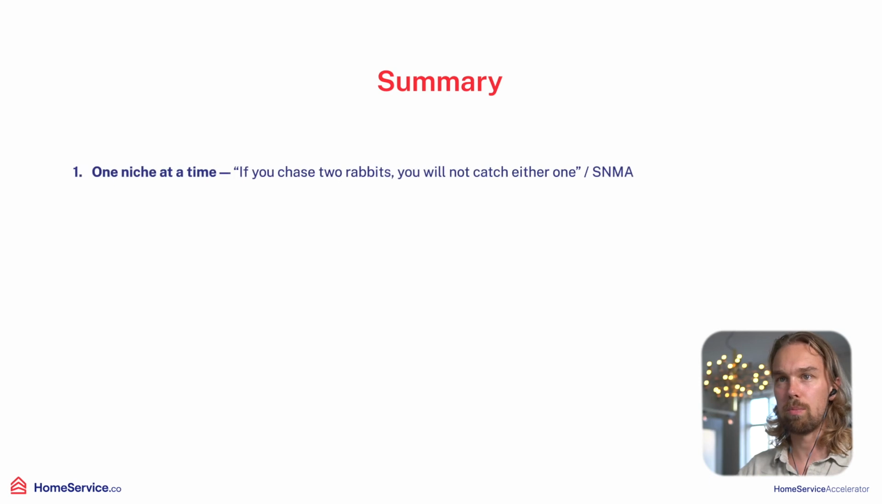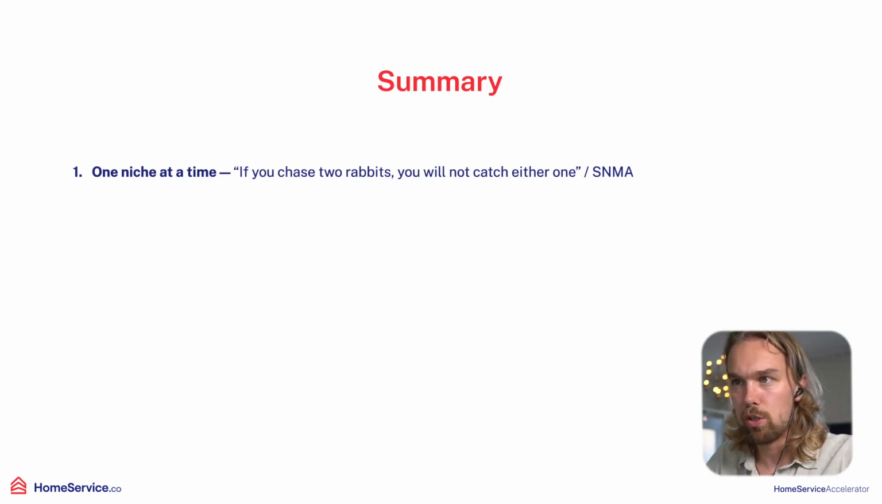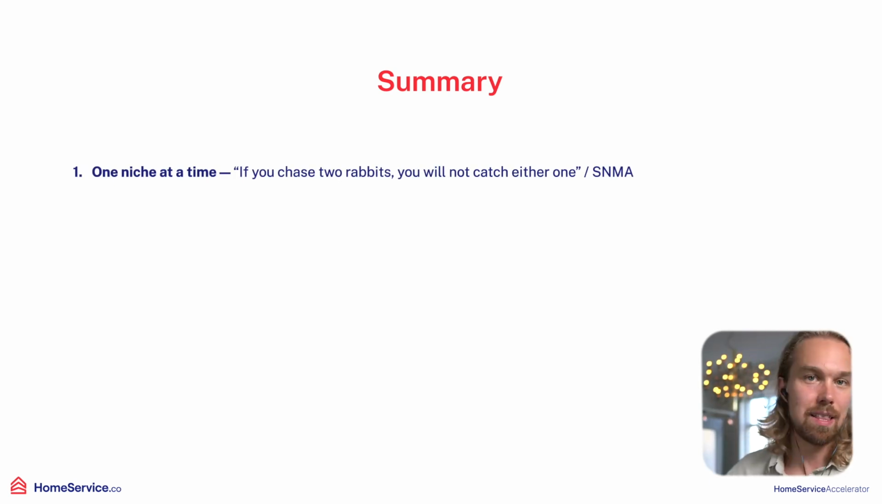And so let's do the summary now. So one niche at a time. If you chase 2 rabbits, you will catch neither. You won't catch either one, right? So this is the whole point with an SMMA, a super niche marketing agency, that if you're a complete beginner and starting from scratch, make sure that you decide upon one niche first. Don't try to help everybody with everything. Go for one niche with one service and stay consistent with that.